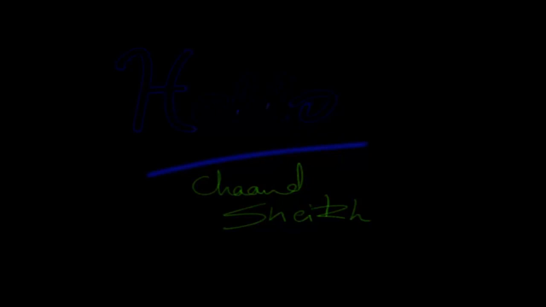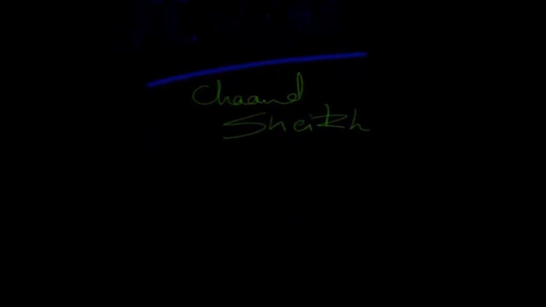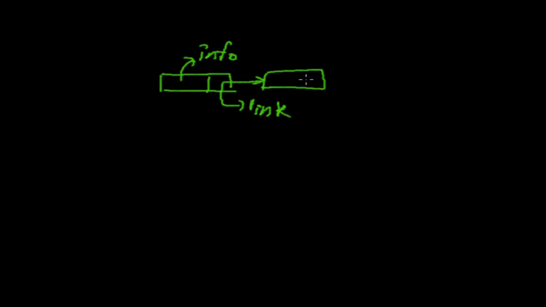Hello, this is Chan Sheikh, and today we are going to code a program for a singly linked list. Now, a singly linked list is a list of nodes, and in a node there are two parts. The first part is an info part where we store the data. The second part is the link part. This is the address to some other node.